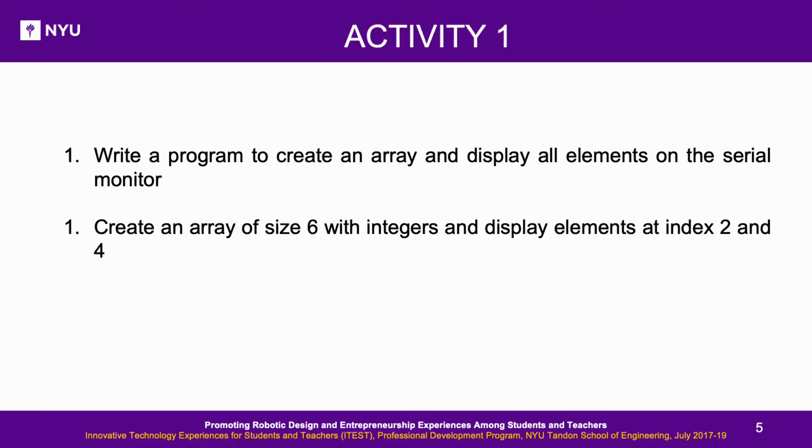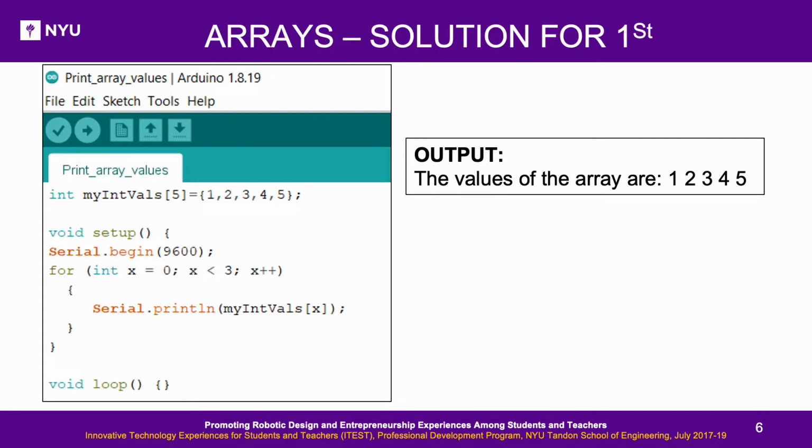Activity 1. Write a program to create an array and display all elements on the serial monitor. Create an array of size 6 with integers and display elements at index 2 and 4. Solution for the first question in Activity 1. The code is as follows. The output may vary depending on the array elements you have initialized.